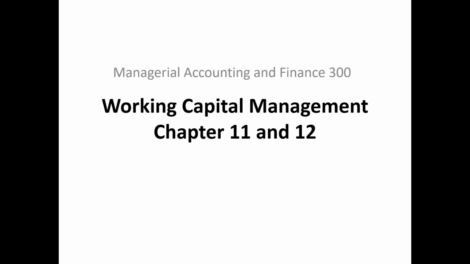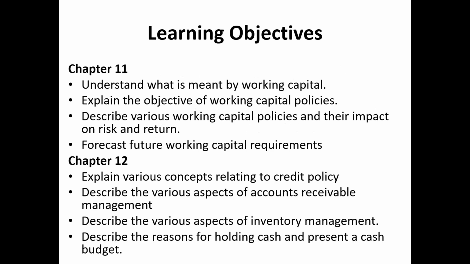So to look at the learning objectives for this section, we'll be covering chapters 11 and 12 in the textbook. For chapter 12, we'll specifically be covering sections 1 to 4, which run from pages 1 to 19. For this session specifically, we'll be covering chapter 11, which means we'll be looking at understanding what is meant by working capital, explaining the objectives of working capital policies, describing various working capital policies and their impact on risk and return, and looking at the forecasting of future working capital requirements.